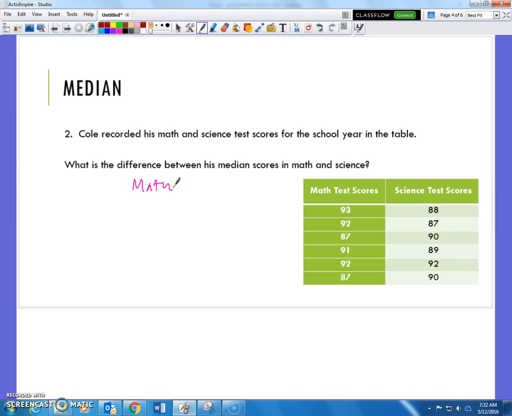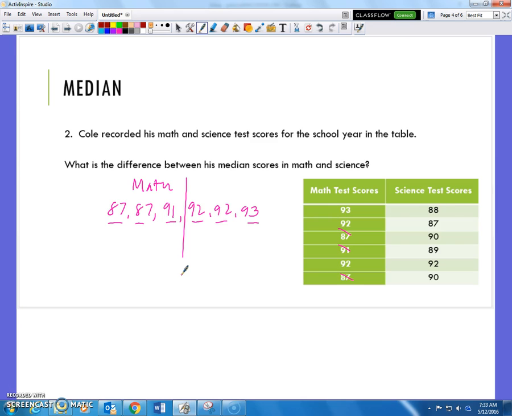It looks like he has an 87, an 87, and then a 91, and then a 92, a 92, and a 93. Now the median is the score right in the middle. So let's just figure this out here. 1, 2, 3. Okay, halfway in between 91 and 92.